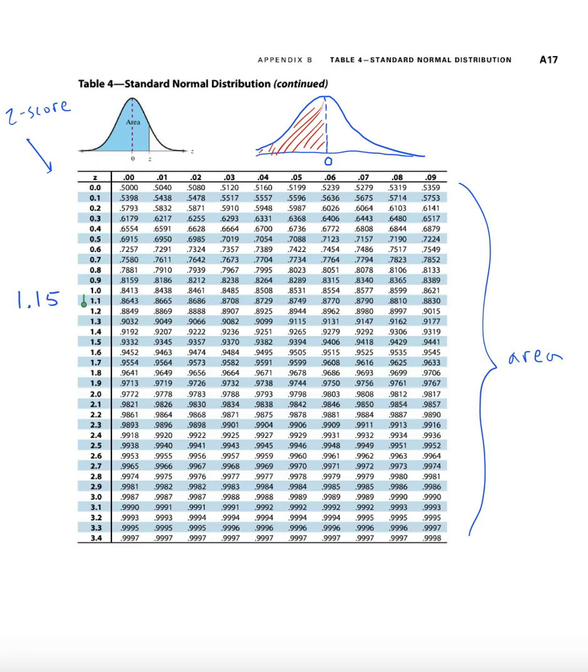We look up 1.1 first. Okay? Then we have to go to the hundredths on top, and we want to look for 5/100ths. Trace that column down, trace this row over, and you actually put the 0.05 onto the 1.1 to make 1.15. So it's 0.8749.